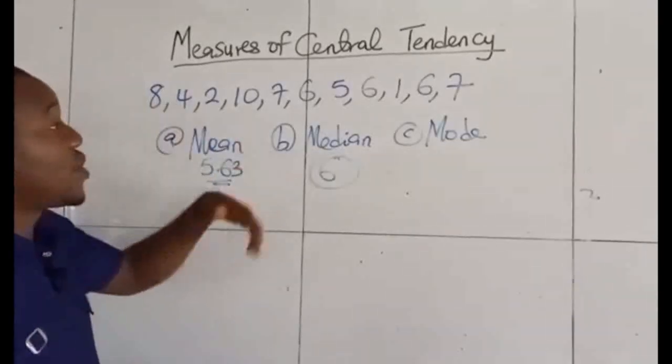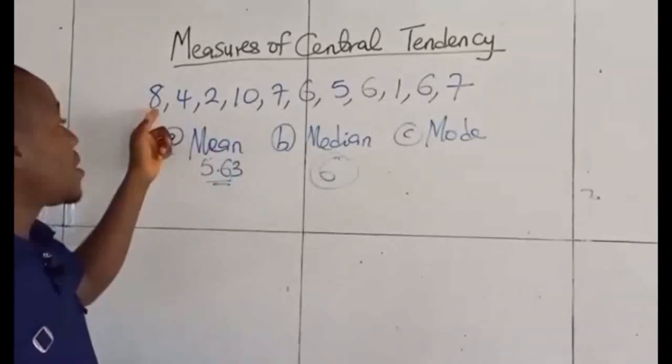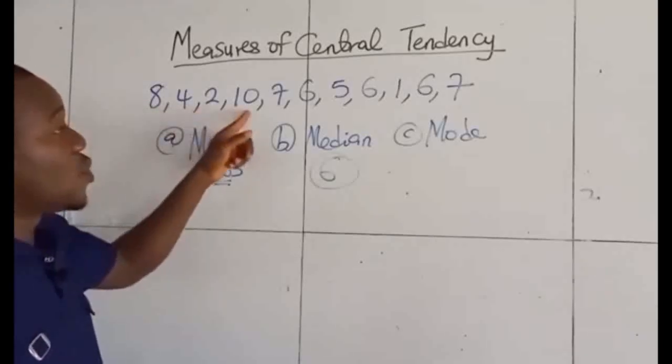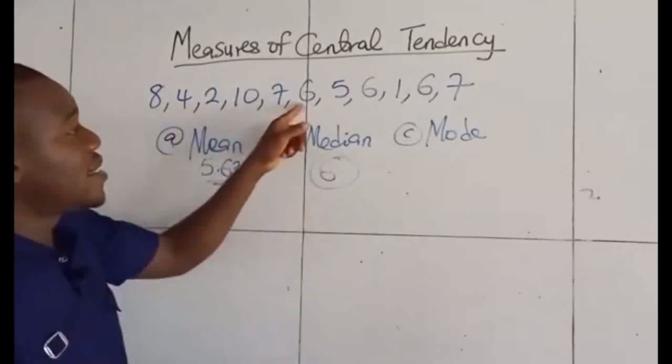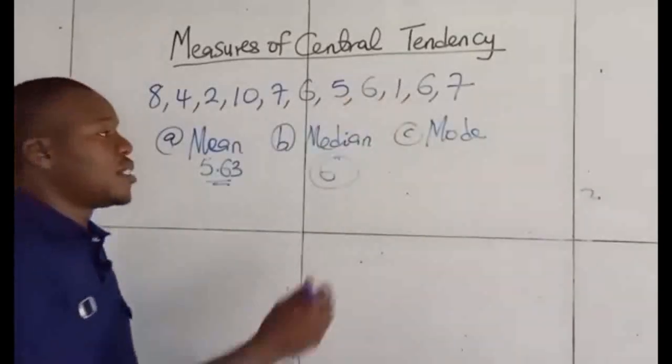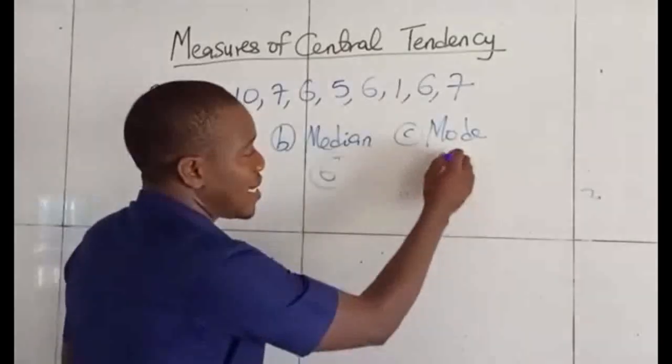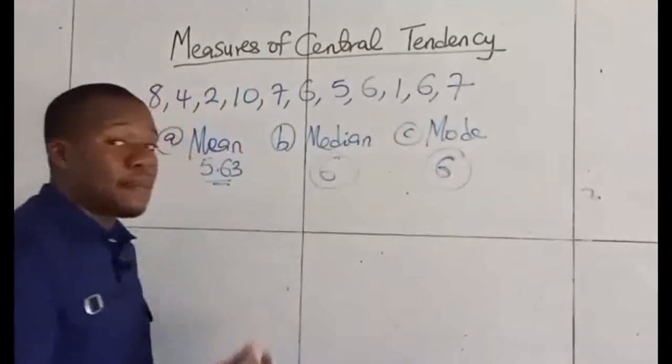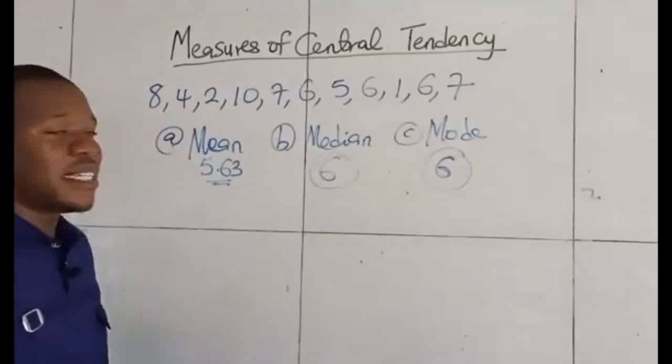So you look at the scores, you can see 8 is just once, 4 is once, 2 is once, 10 is once, 7 is twice, 6 is 3 times, 5 is once, 1 is once. That means mode is 6 because 6 has the highest occurrence. 6 appeared the most, more than any other scores.